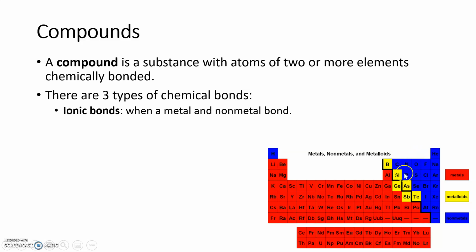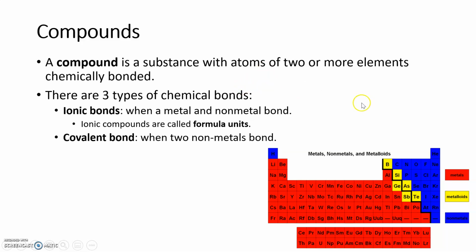And your nonmetals are the blue over here on the right of the stair-step line. There are not nearly as many nonmetals. Keep in mind, the noble gases very rarely bond. We won't see that in this class. So really, we're only working with a handful of nonmetals, just this upper right-hand corner here. And again, you can exclude the noble gases. Generally, when we have an ionic compound, we call it a formula unit.